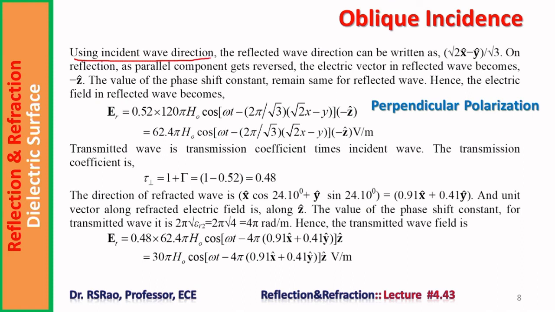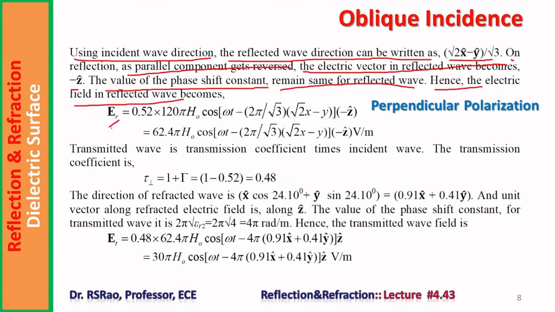Using incident wave direction, reflected wave direction can be written. The basic idea is just reversing the component that is normal to the reflecting surface in the unit vector of incident wave propagation direction. On reflection, as parallel component gets reversed, the electric vector in the reflected wave becomes minus z. The value of phase shift constant remains same for reflected wave, hence electric field in the reflected wave becomes this one. Implementing these aspects, electric field in the reflected wave can be obtained.